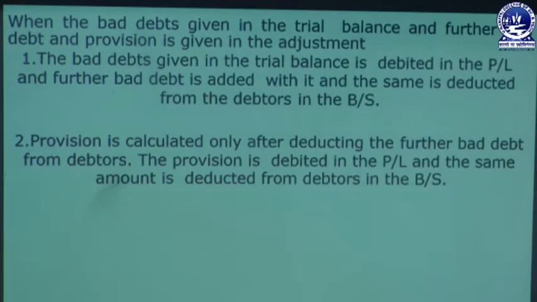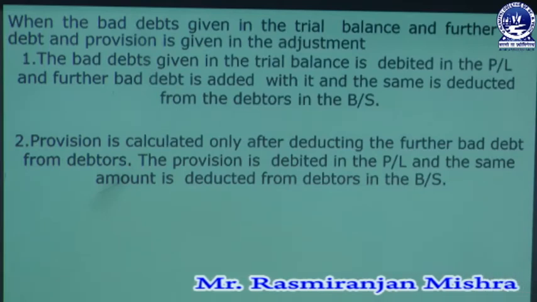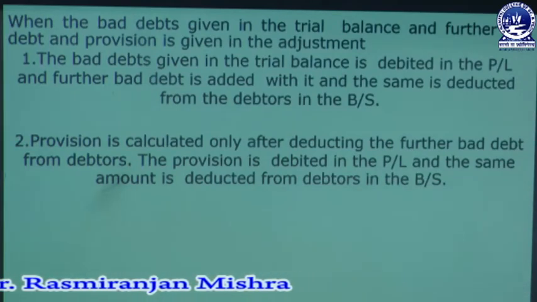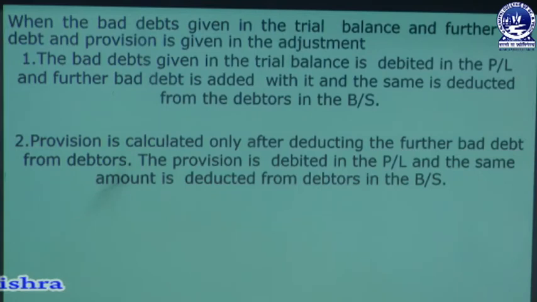The bad debt given in the trial balance is debited in the profit and loss account, as we have already discussed, but further bad debt is added to it and the same is deducted from the debtors in the balance sheet. So this must be taken into consideration. The amount of bad debt given in the trial balance is already debited in the profit and loss account, but if any further bad debt is there, it must be added to the bad debt given inside the trial balance. So that is added and the total amount is deducted from the debtors on the asset side of the balance sheet.